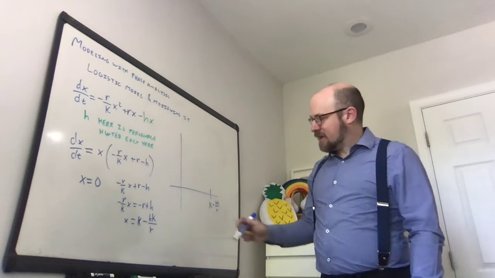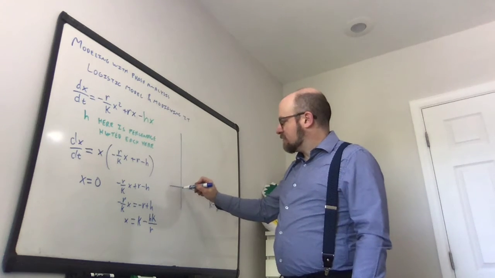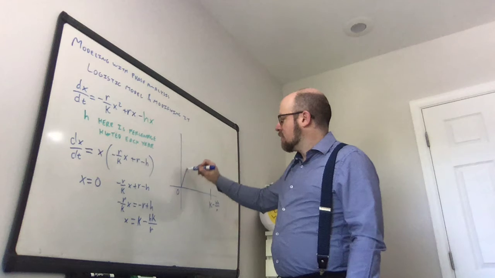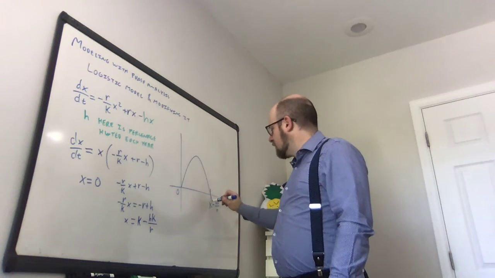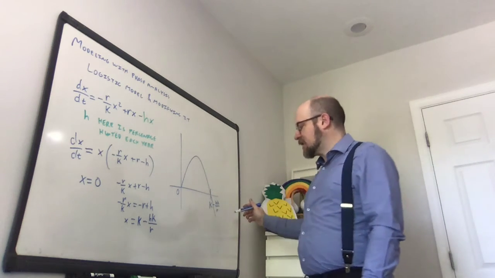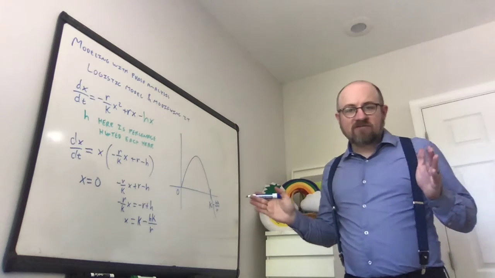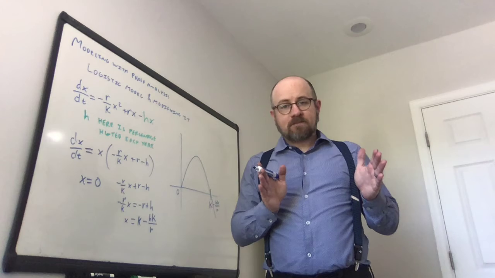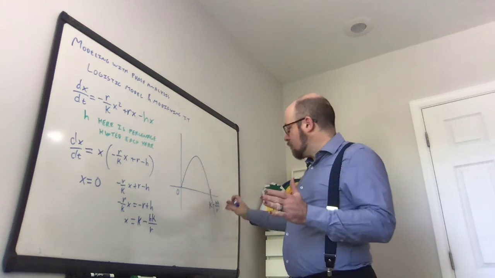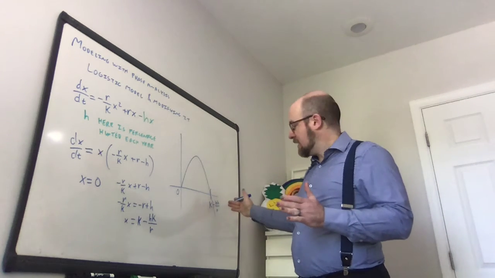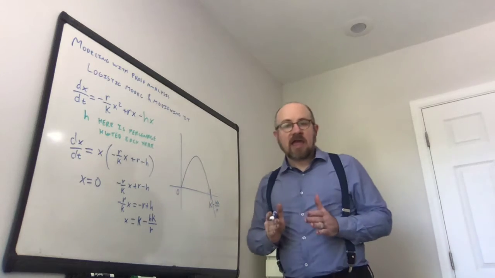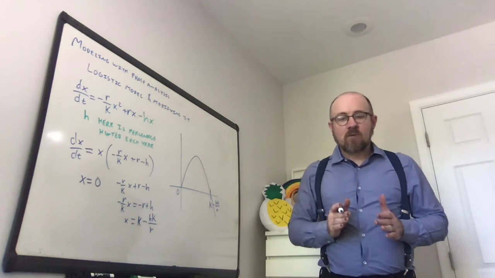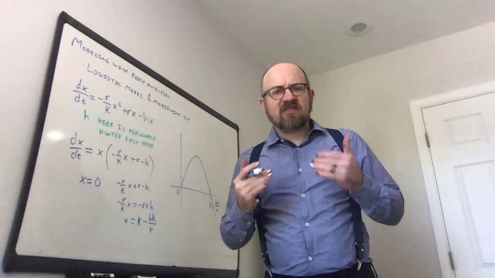So what we've done is, if you look at this graph, we have a parabola that goes up from 0 until we get to k minus hk over r. We've just reduced the upper equilibrium. The upper equilibrium, the carrying capacity, has just gone down by hk over r. Okay? And so this is an interesting thing.